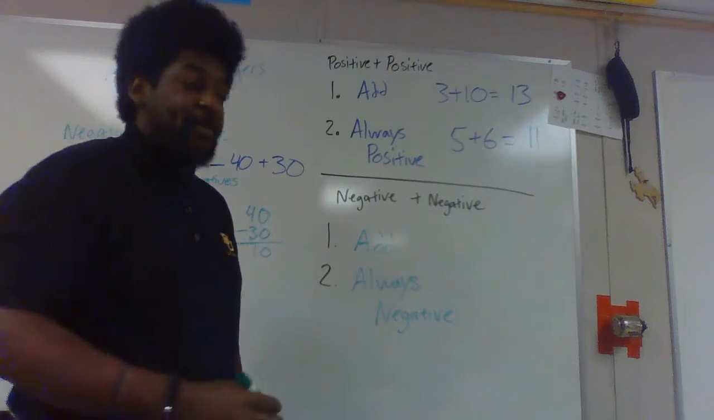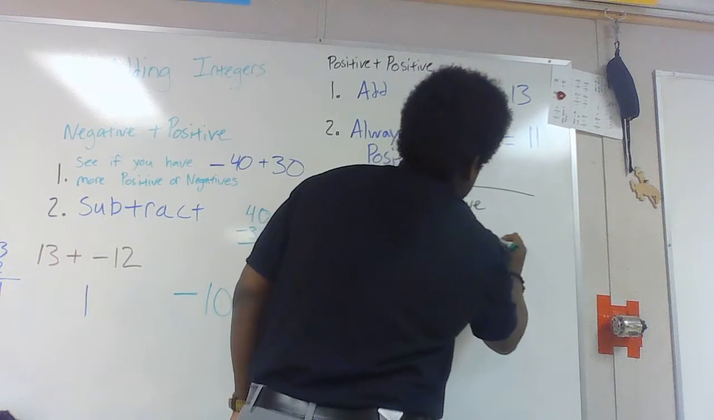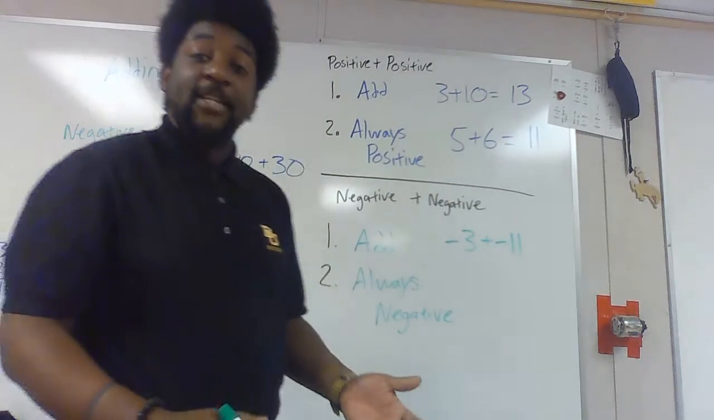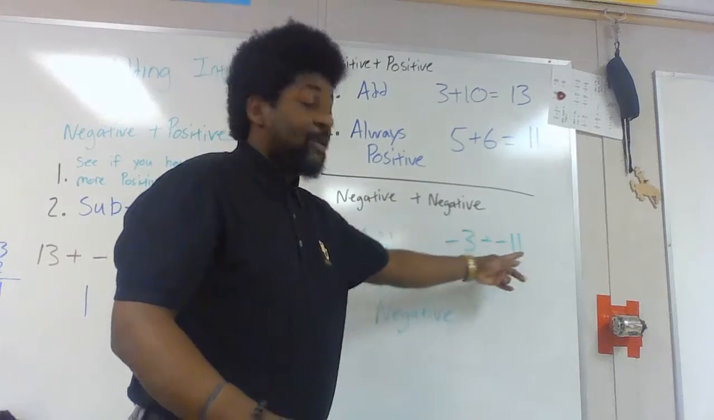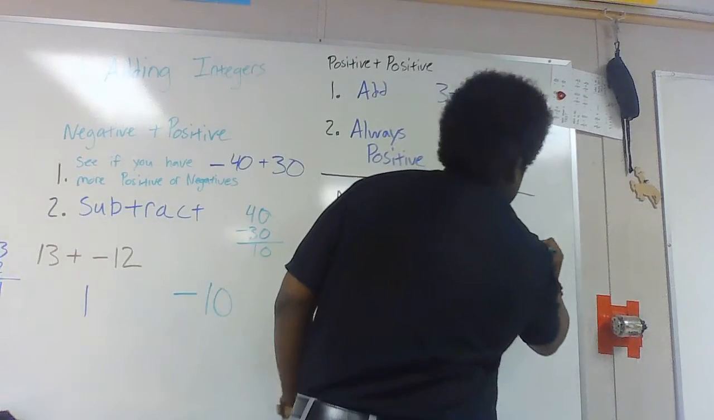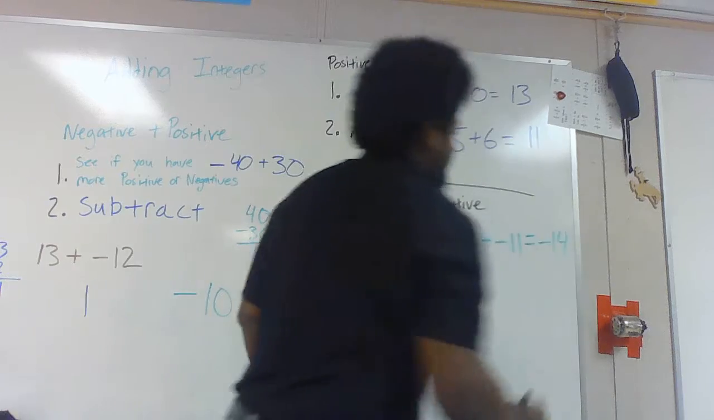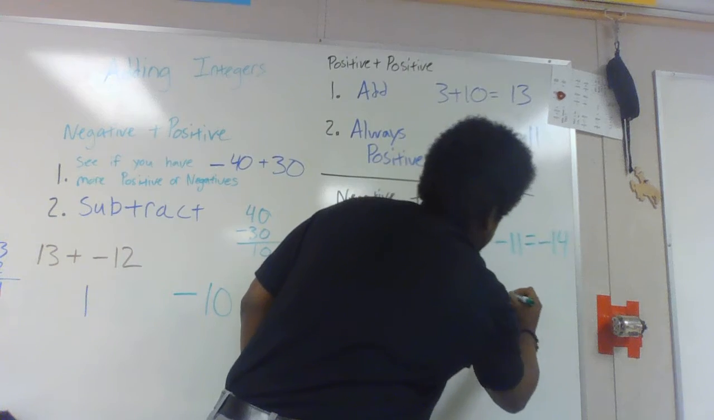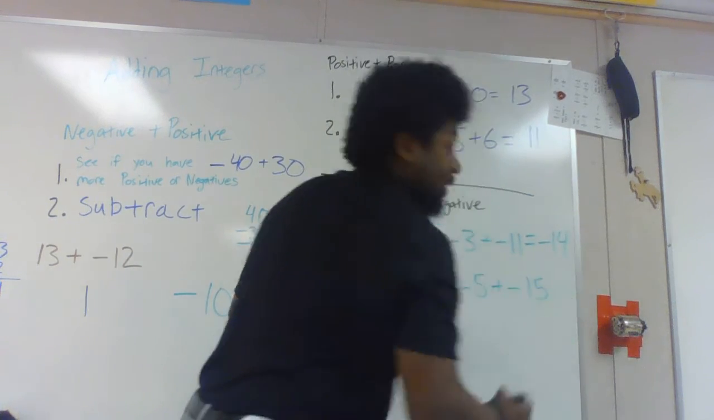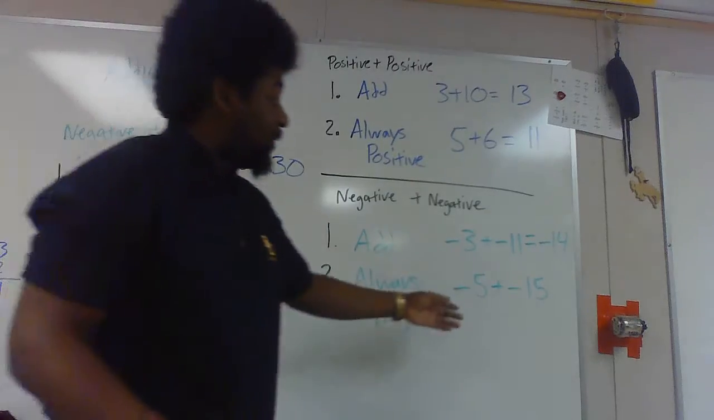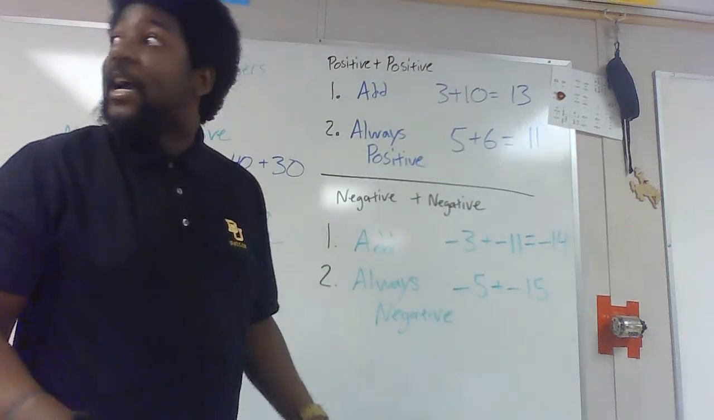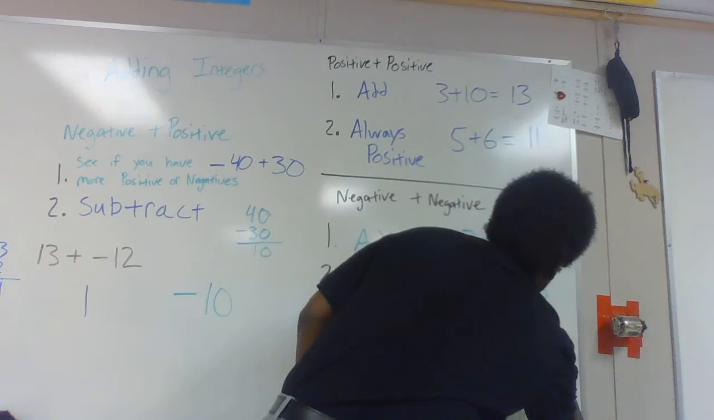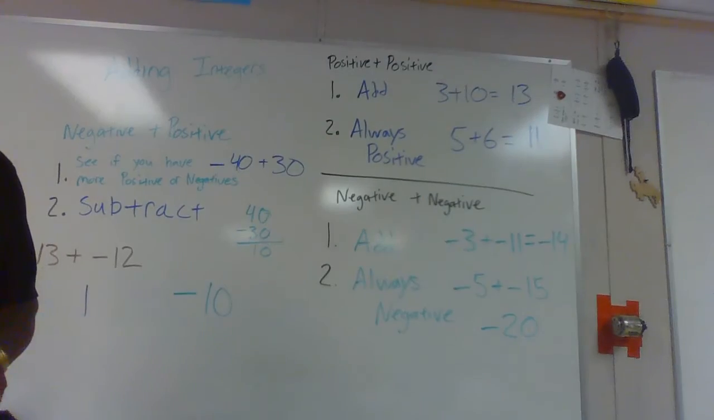A couple examples of that would be if I added negative 3 plus negative 11. Well, 3 plus 11 is 14, so negative 3 plus negative 11 has to be negative 14. Same thing is true if I had negative 5 plus negative 15. 5 plus 15 is 20. So if I add a negative 5 and a negative 15, I'm going to end up with negative 20.